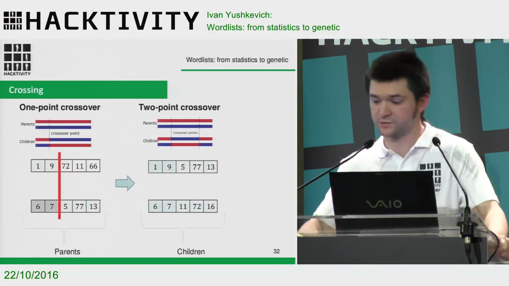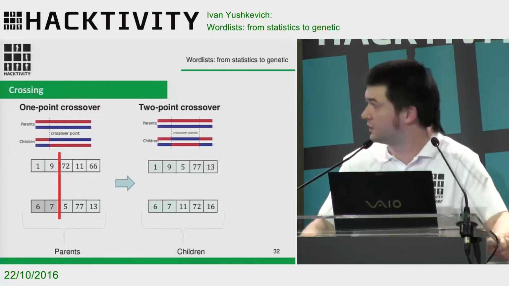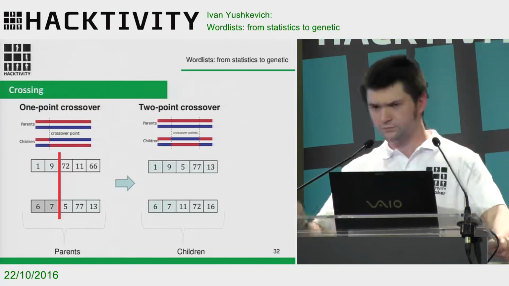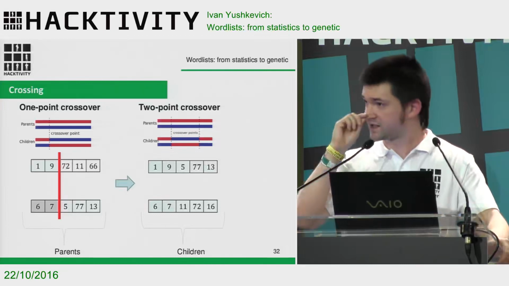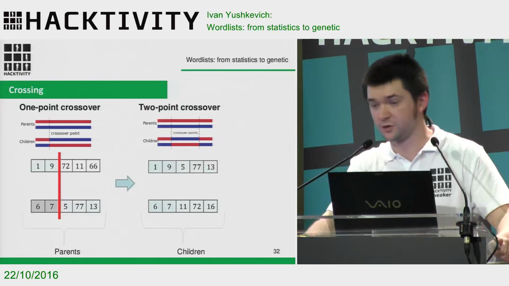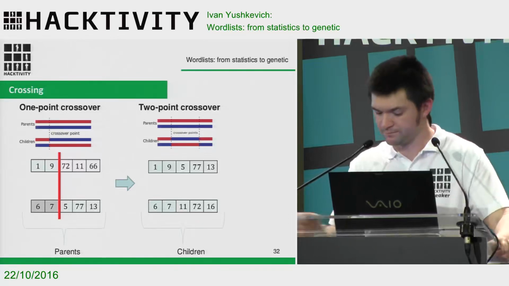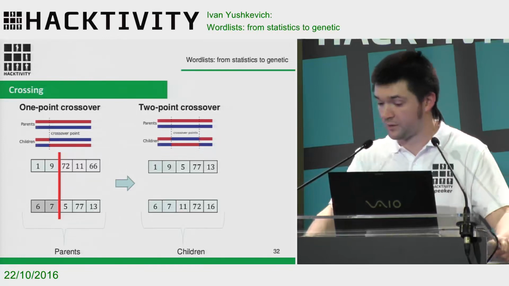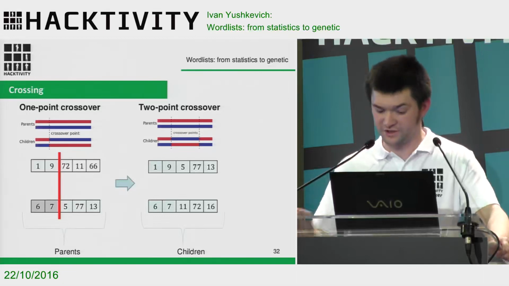Crossing. There are also some popular crossing schemes like 1-point crossover and 2-point crossover. So we select some border value. After that, chromosomes exchange their genes. It's important to say that the children must have genes from both parents, not only one, so they must be similar to both parents. There may also be other schemes where we randomly exchange a few genes between the parents to create children.